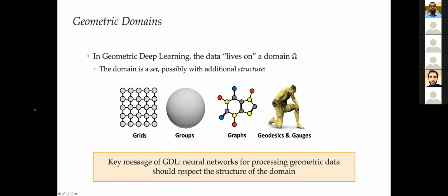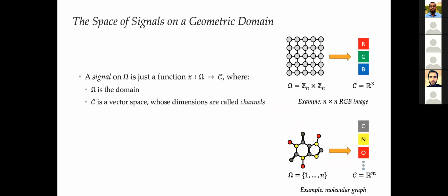So the key message of geometric deep learning is that we want to design neural networks for processing geometric data. If we want to do that, those networks should respect the structure of the domain, whatever the structure may be, and there are many choices. And as we will show in this course, many of the popular architectures, although it's not always described in this way, implicitly assume a certain structure in the domain, and these networks actually respect that structure, and that's one of the reasons why they work well.